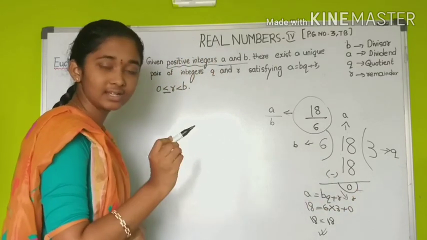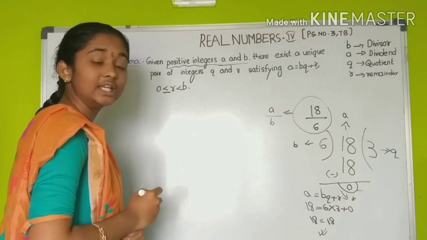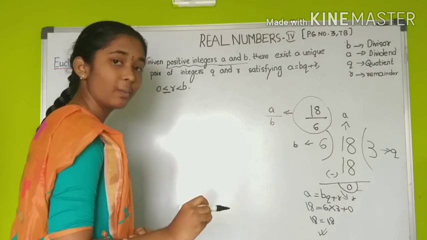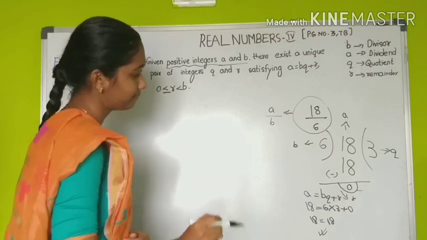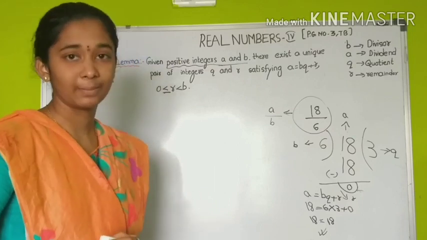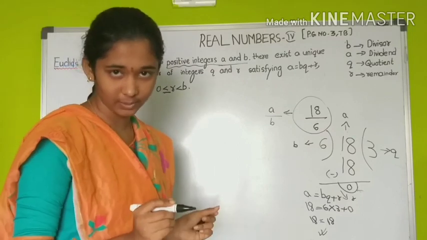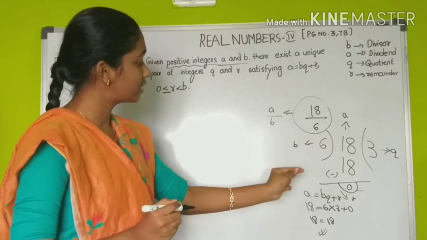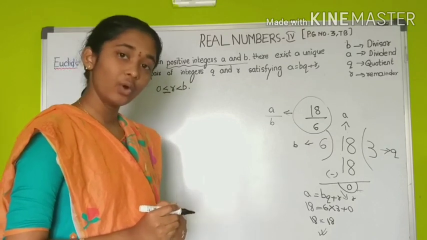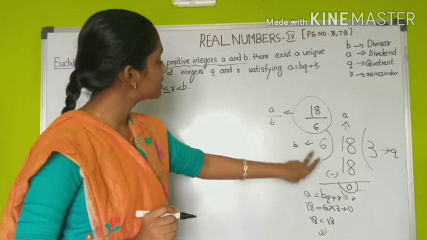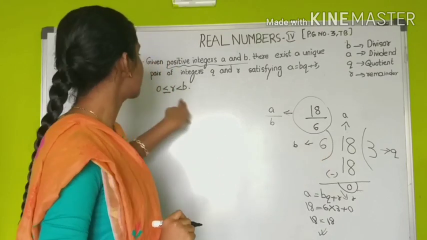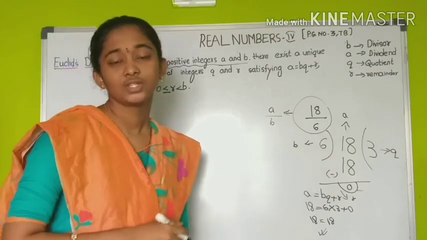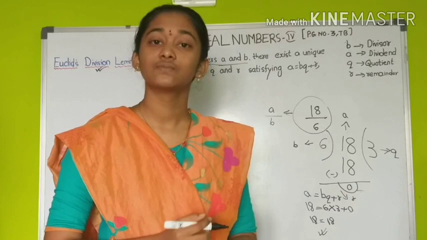So the remainder may be equal to 0 or greater than 0 but never less than 0. Less than 0 means a negative number. So the remainder cannot be a negative number and is always equal to 0 or greater than 0 and always less than the divisor. It is a condition.